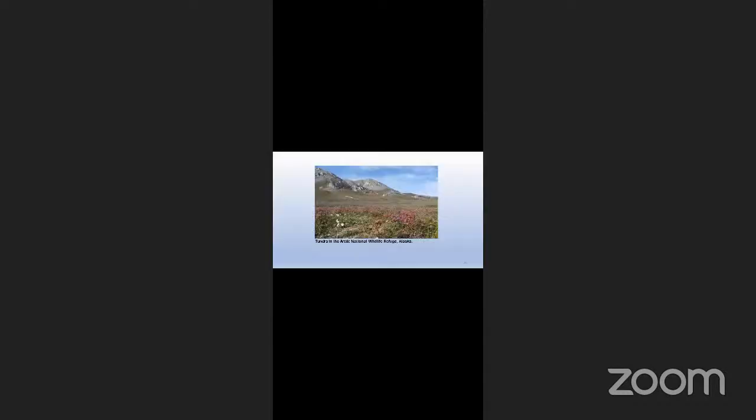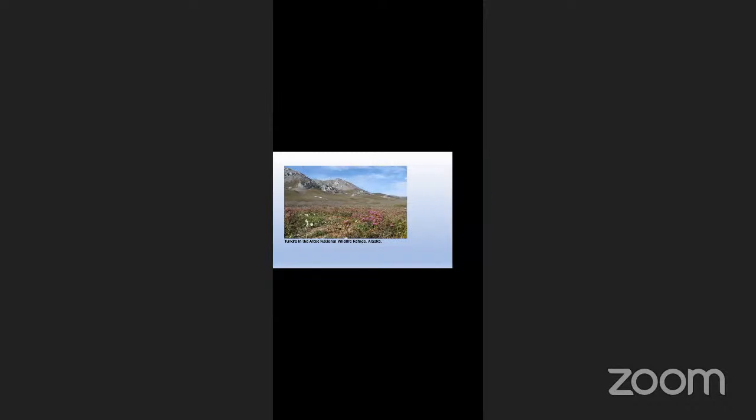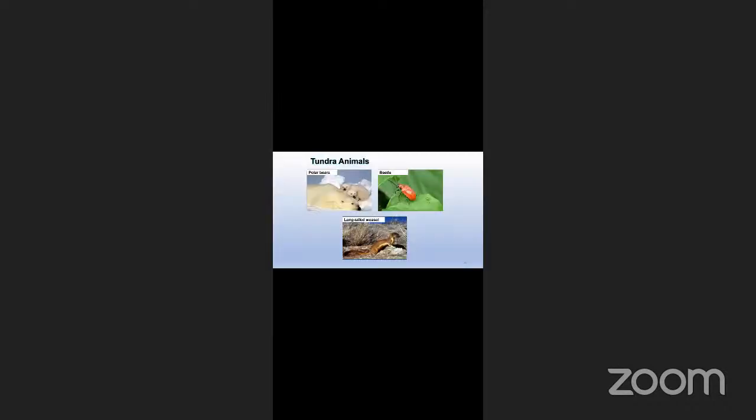So this is the tundra in the Arctic National Wildlife Refuge. So in Alaska, we have this area where you can see this tundra ecosystem. So these are the animals like polar bears, beetles, long-tailed weasels. So these are the various organisms which you can see in the tundra.